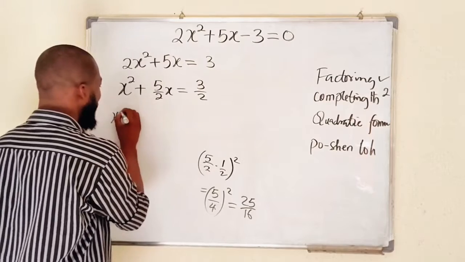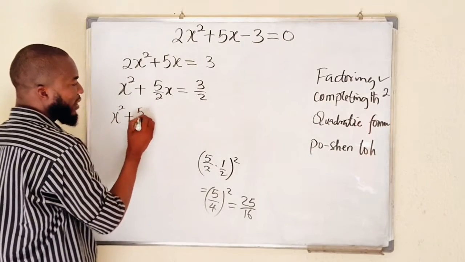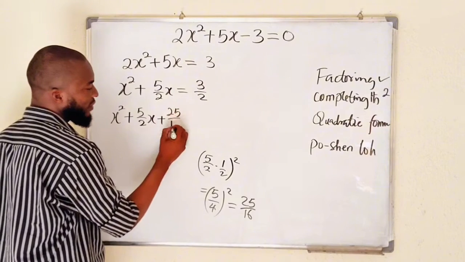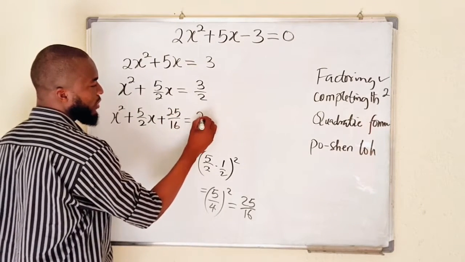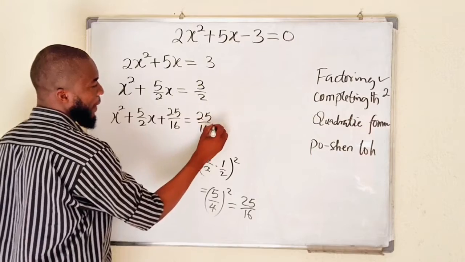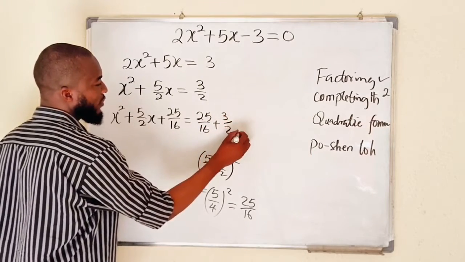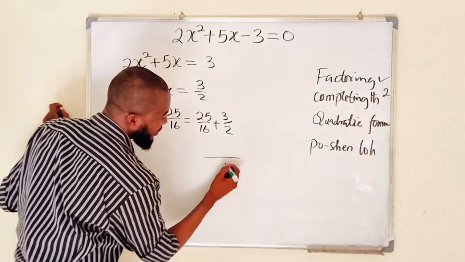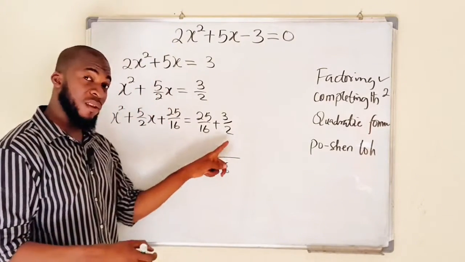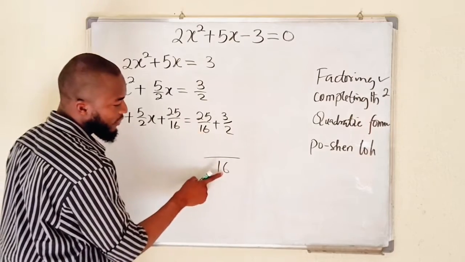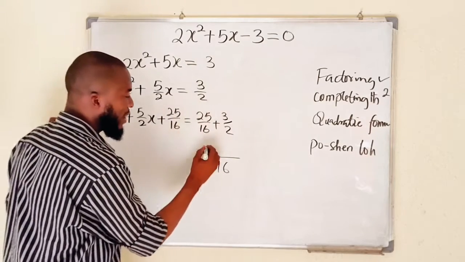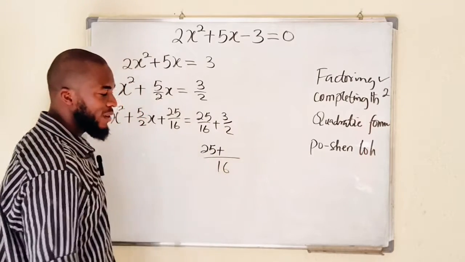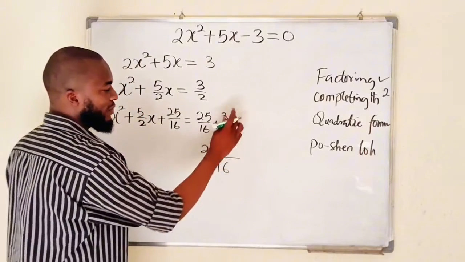So we have x squared here plus 5 over 2x plus 25 over 16 equal to 25 over 16 plus 3 over 2. All right? Let me start with the right-hand side. The LCM will be 16, between 16 and 2. 16 into 16 is 1, times 25 is 25, plus 2 into 16 is 8, and 8 times 3 is 24.